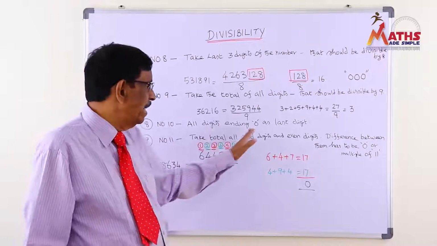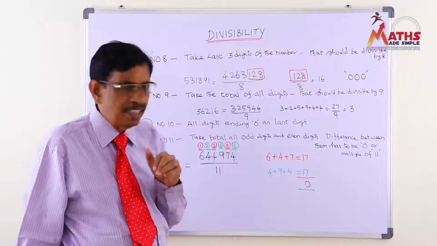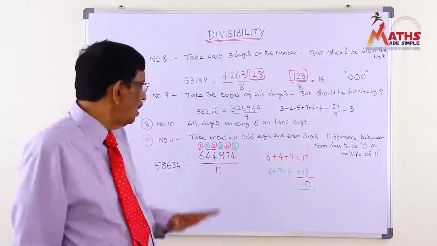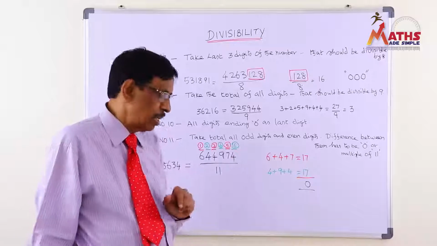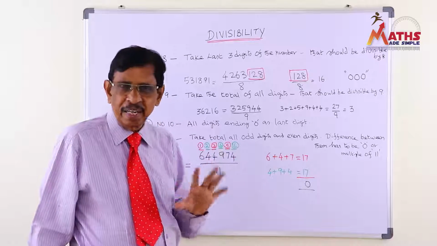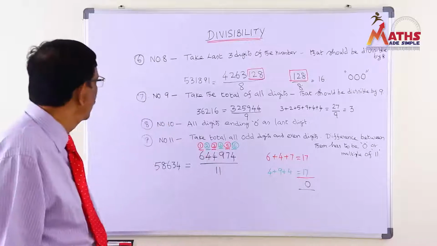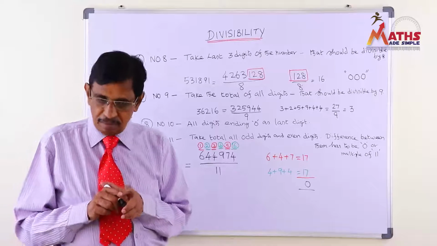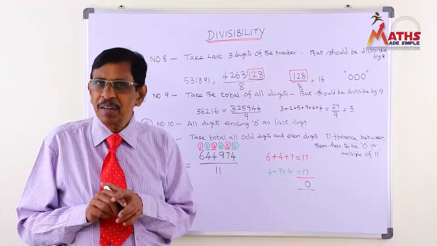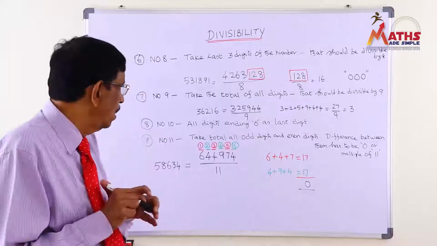Number 10 everybody knows. All the numbers ending with 0 as the last digit are divisible by 10. So I am not going very deep into that. Numbers 5 and 10 are very easy. How do we find whether a number is divisible by 11? This is a little bit of an interesting process.